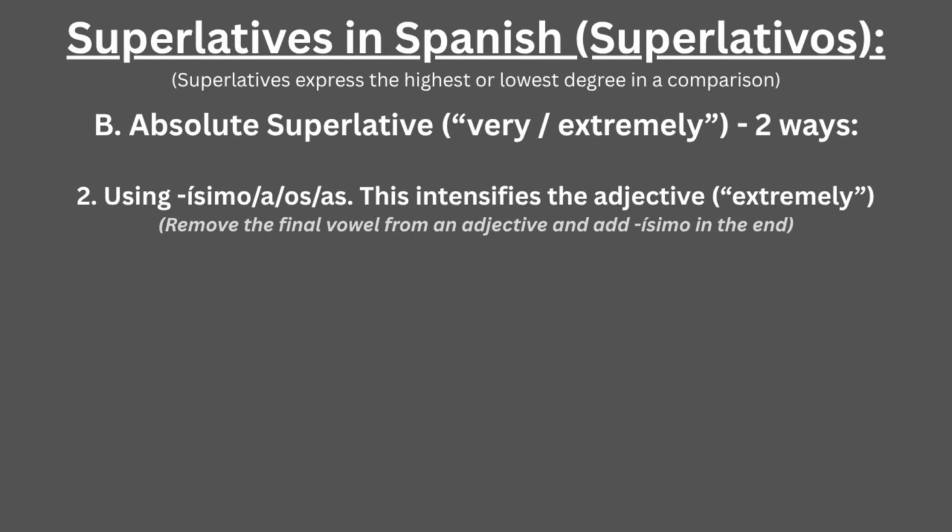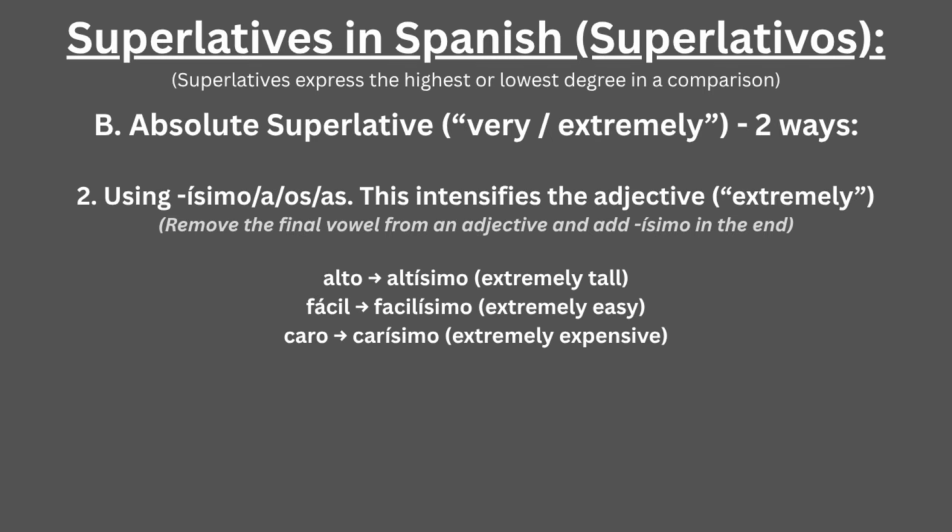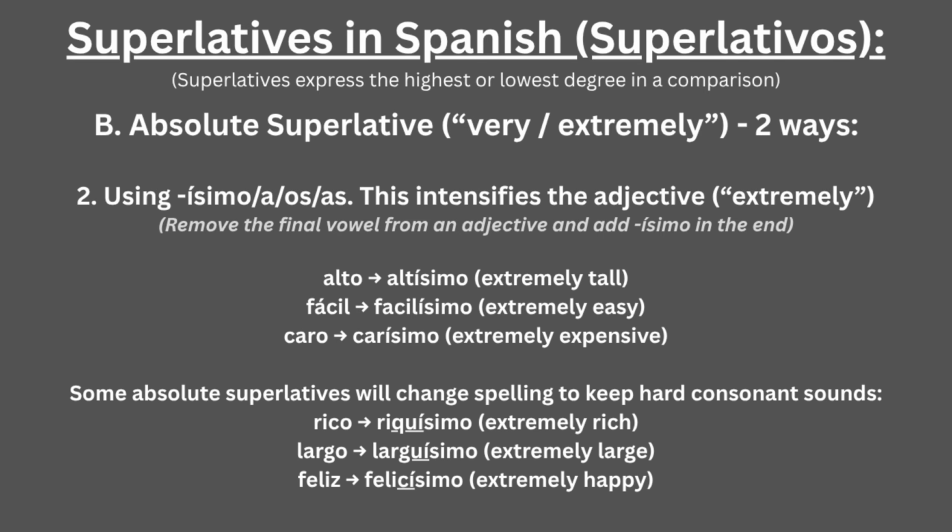The formation will remove the final vowel from an adjective which will agree in gender and number, adding ísimo in the end, like in alto, altísimo, fácil, facilísimo, caro, carrísimo. Some superlatives will change in spelling, such as rico, riquísimo, largo, larguísimo, feliz, felicísimo. This is done to preserve the hard sounds of the consonants.